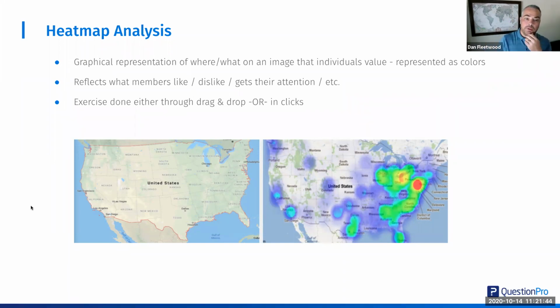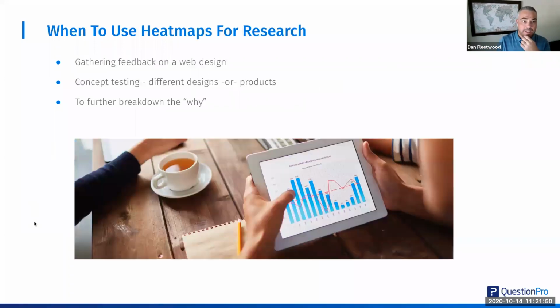So you can really see what members like, what they don't like, what gets their attention, or certain things of that nature. You can use heat maps for research when you're gathering feedback on a web design, like what area draws your attention most and what areas you like. You can use it for concept testing, so different products or designs, what users like, what they don't like, etc. And then to further break down the why, I think sometimes people have a hard time expressing why, but when you show them an image and they can select part of it that they like or don't like, you can really get some good quantitative answers out of that as well.